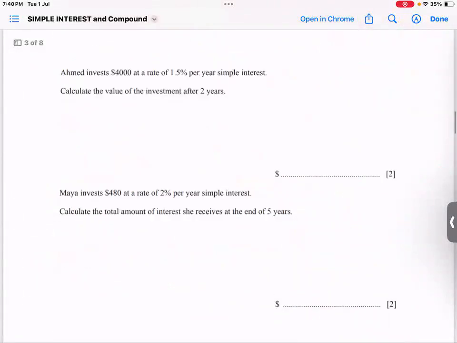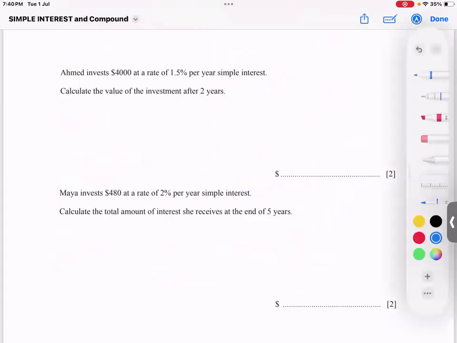Question number 1. Ahmed invests 4,000 at a rate of 1.5 per year simple interest. Calculate the value of investment after 2 years. We need to find out the value of investment after 2 years. So the formula is: interest is equal to P, which is $4,000, times the interest rate 1.5, times the years 2, divided by 100. So the 0s will be cancelled out. Then 40 multiplied by 1.5 multiplied by 2 will give us 120.